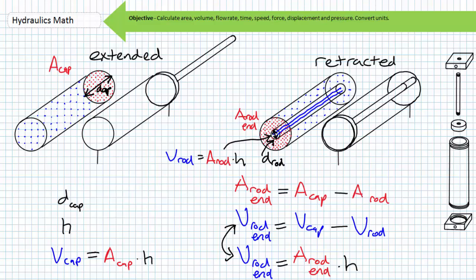It is a ring. The cap end at full extension is a full cylinder and occupies a volume of a cap times the travel length, h. The rod is also a full cylinder and it occupies a volume of a rod times the travel length, h. The rod end at full retraction is tubular in shape. It is the volume of the cap end minus the volume of the rod removed from consideration. Additionally, it can be said that this space is also equal in volume to the area of the rod end times the travel length, h.